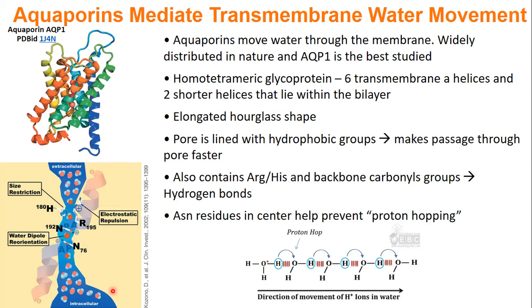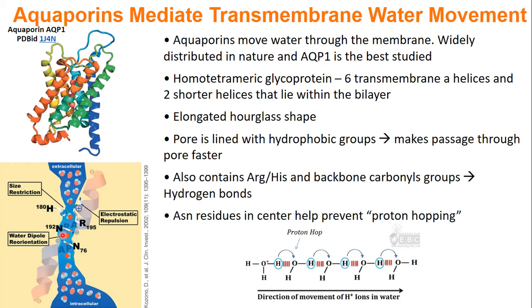And you have this long hourglass shape, in which you have hydrophobic residues. These hydrophobic residues make the water actually go through the channel faster because of the hydrophobic effect. Water does not want to interact with the hydrophobic residues, so once in the channel, it wants to get away from the channel. You also have arginine and histidines that will hydrogen bond the water and will make their travel a little smoother, passing it off from hydrogen bond to hydrogen bond like we've seen with the other channels.